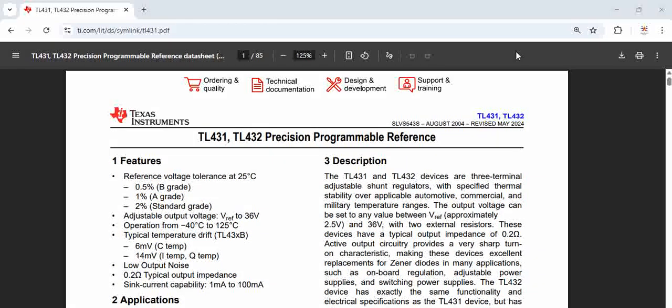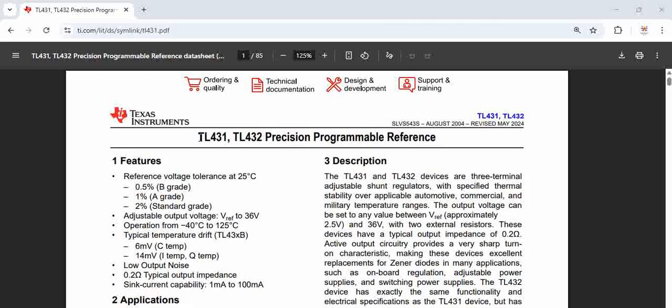So in this video we will see how to simulate TL431 reference voltage generator using the LTspice. So the first thing, before going to the simulation, we will know a brief about TL431.